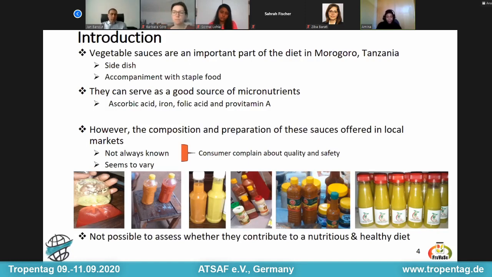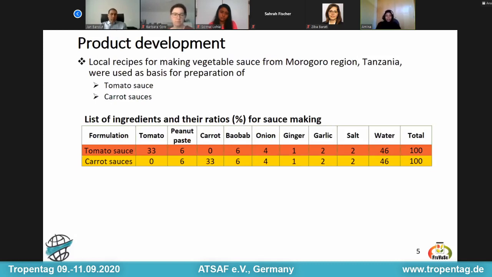Therefore, we adapted the local recipes for making these vegetable sauces from Morogoro. Then we studied the recipes and the preparation method, and we wanted to find out what is missing or what we can do to improve the recipe and the preparation method in general. So we take into consideration tomato and carrot.